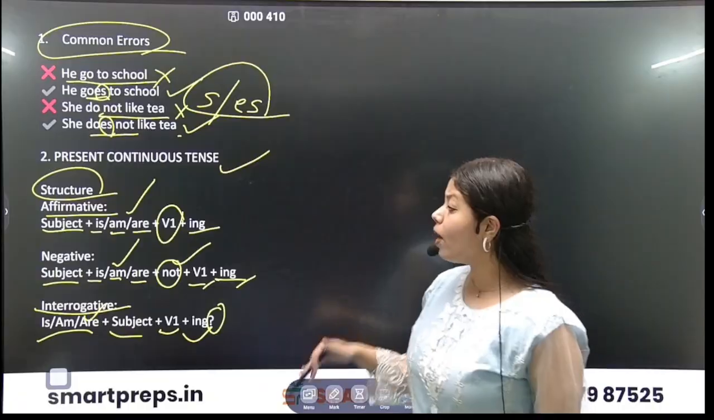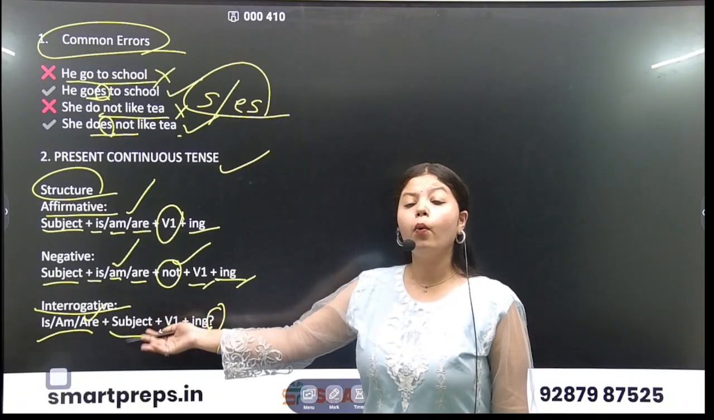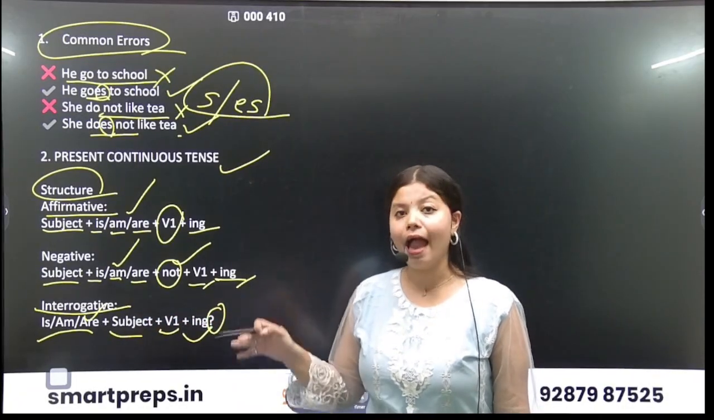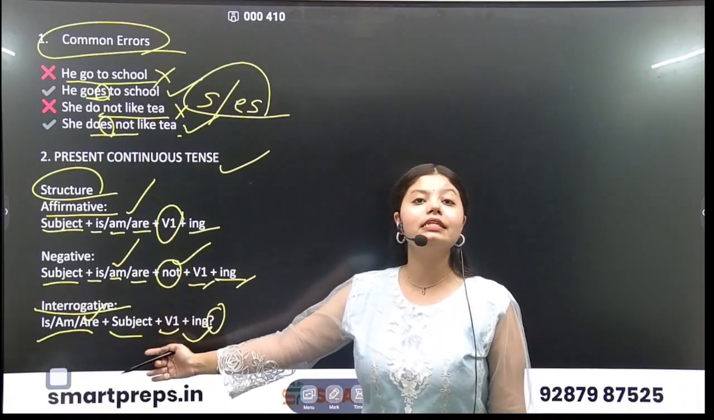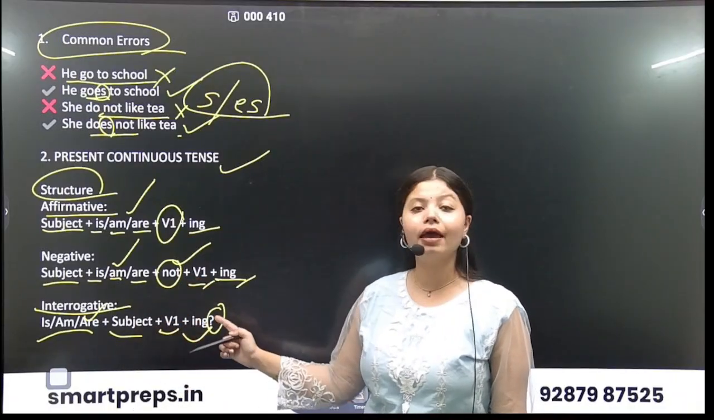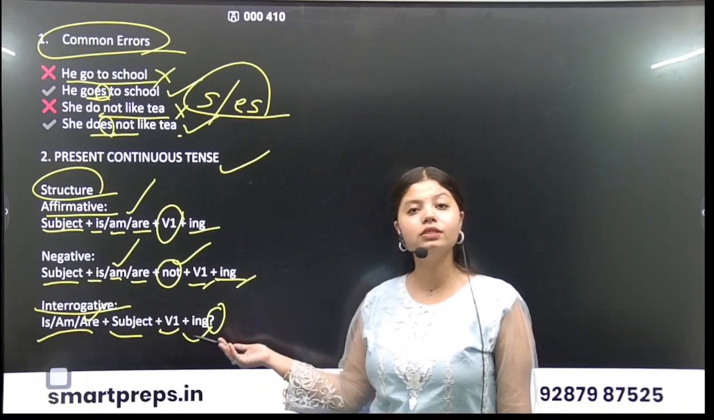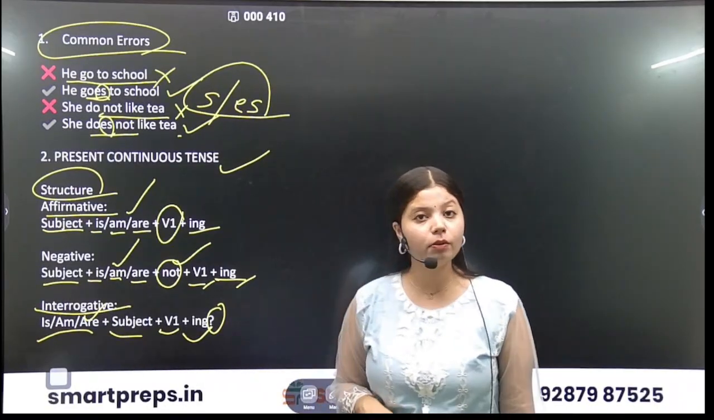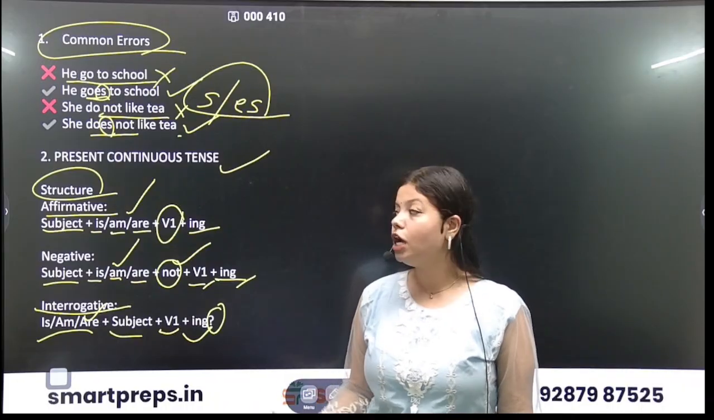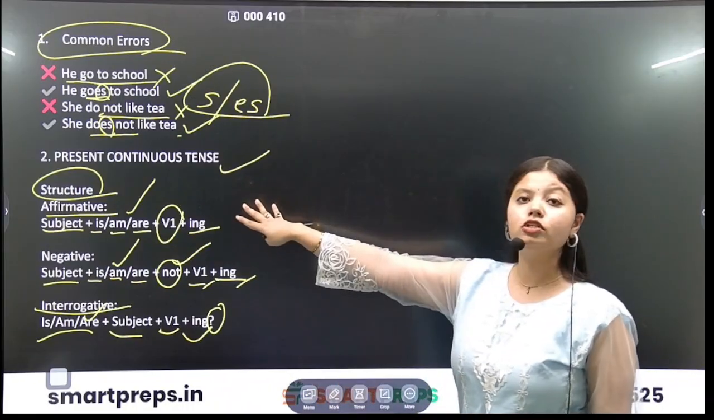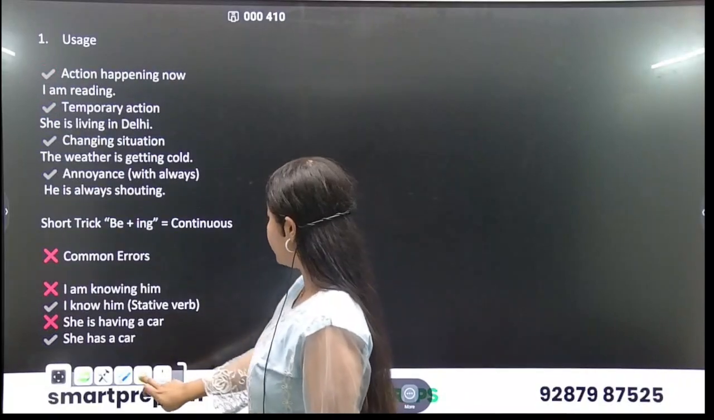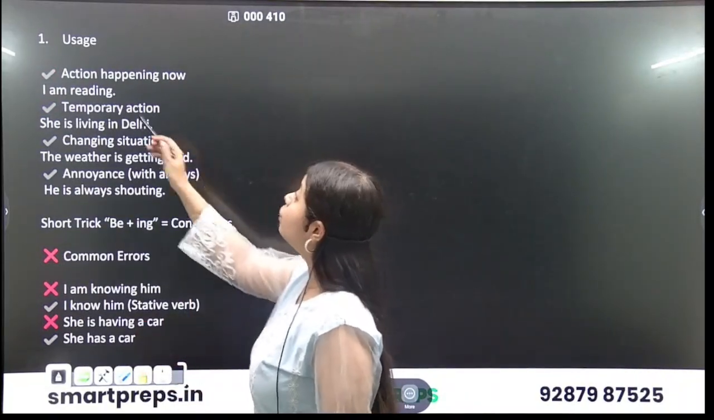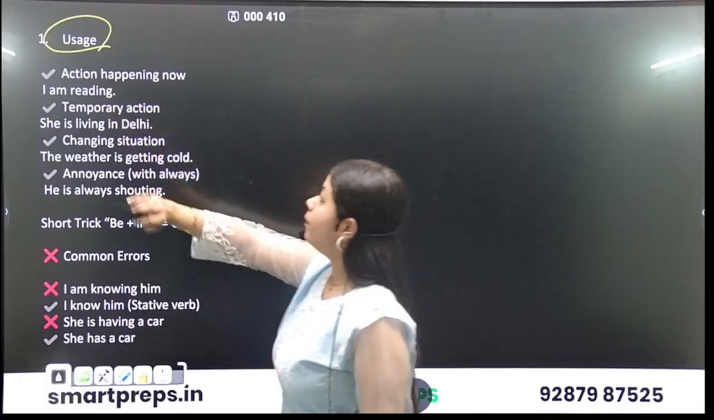Now when we are questioning, we always put is, am, or are in the very first place. Then we place the subject and then the verb, and obviously ing because it is continuous tense, along with a question mark since it's an interrogative sentence. So this is the structure of present continuous tense. Moving on, we need to understand the usage of present continuous tense.